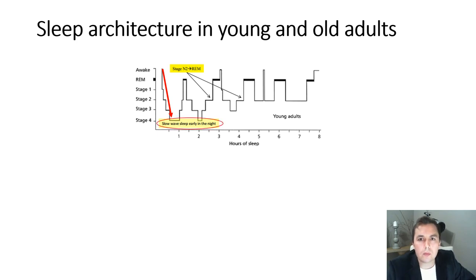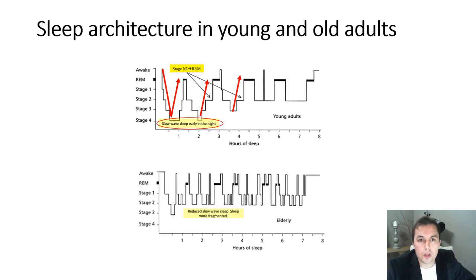As the night progresses, we go through these alternating cycles of REM sleep and non-REM sleep, separated by 90 to 120 minute intervals. Note that REM sleep always occurs after stage 2 non-REM sleep. Therefore, we can say N2 goes to REM. And remember, we pay back slow wave sleep early in the night.